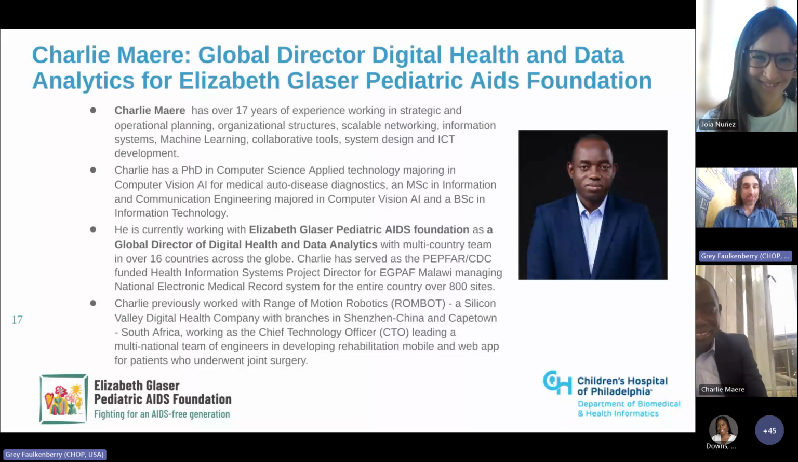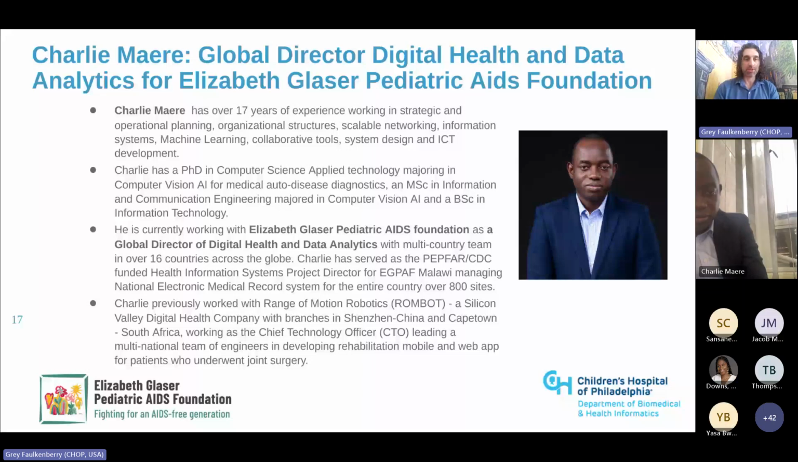He has a PhD in computer science, applied technology, majoring in computer vision AI for medical auto disease diagnostics, a master's in information and communication engineering, and majored in computer vision AI with a bachelor's in IT.